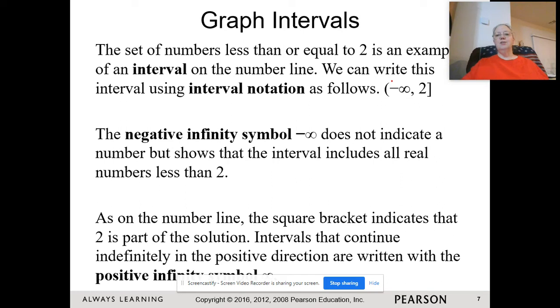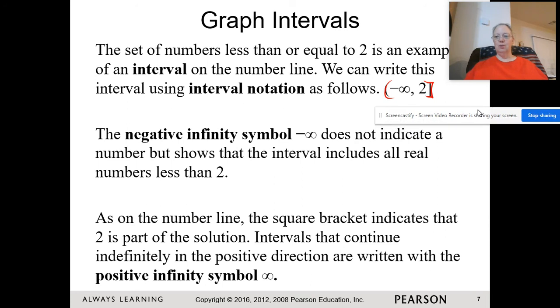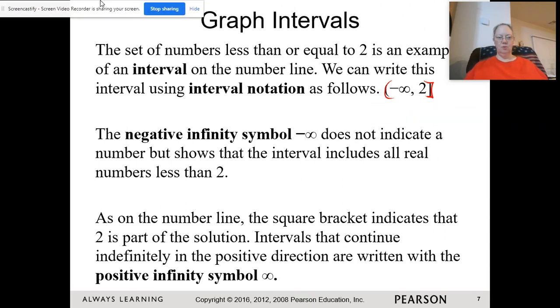All right, we already talked about this interval notation. And the negative infinity symbol, it's not an actual number, and that's why we always have to use parentheses. And what else? Positive infinity also will get parentheses.